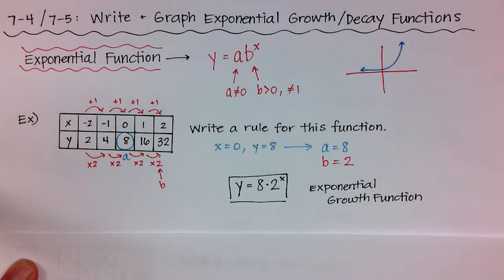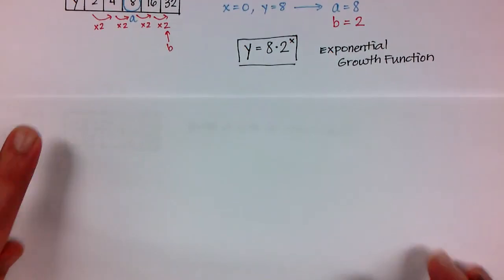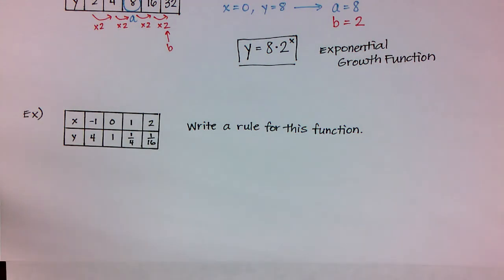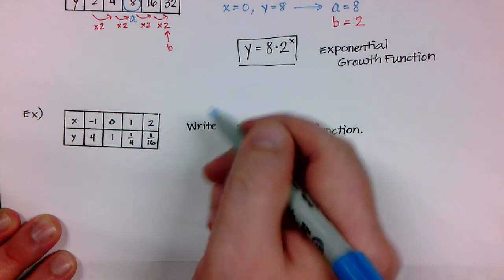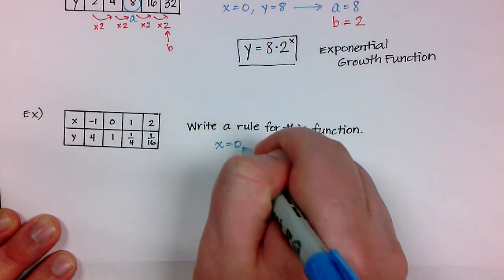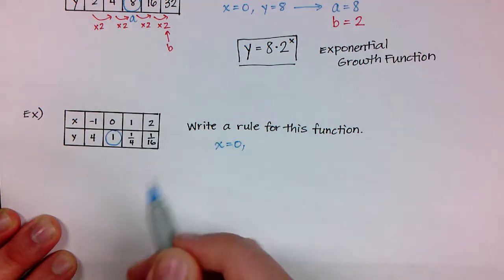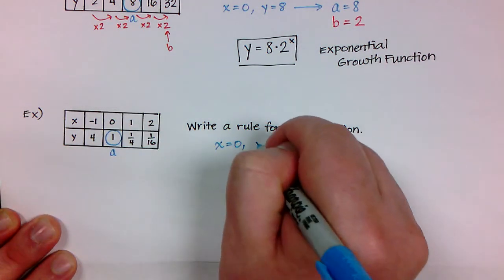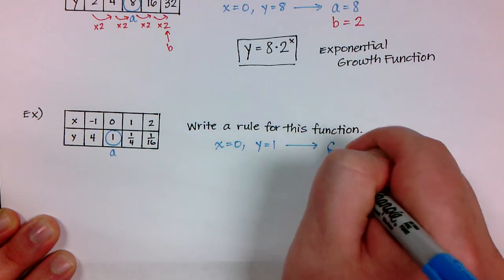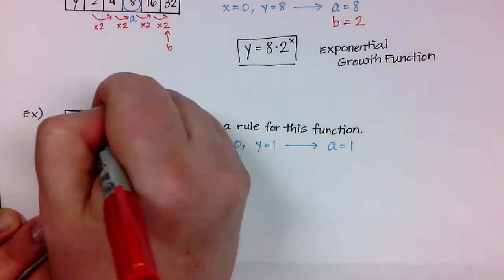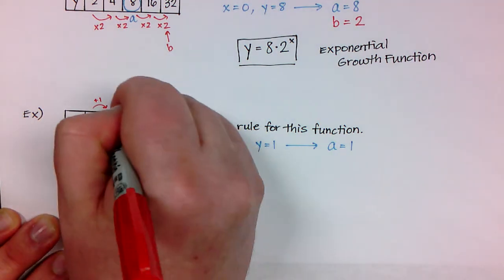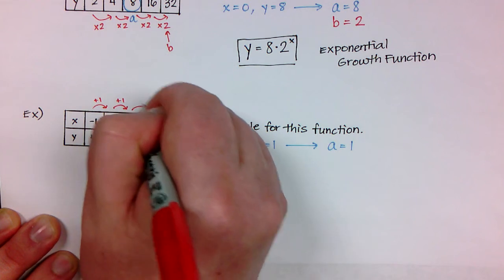Okay. Let's go ahead and look at our next example. We're given another set of data. This time we're asked to write a rule again. So let's do the same thought process that we did the last time. Again, we can find the a by looking where x is 0, and the y in that case is 1. So since y is 1, that's telling us that our a value is going to be 1. So that's pretty easy. Let's look at the patterns that we have for the x's. Again, it looks like every time I'm just adding 1, so that's not a problem.